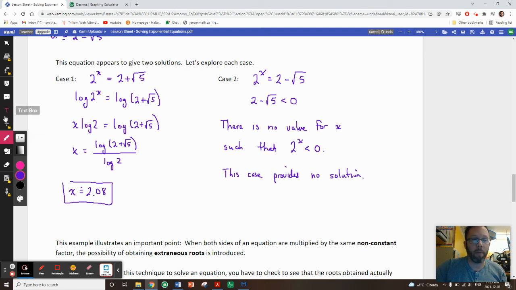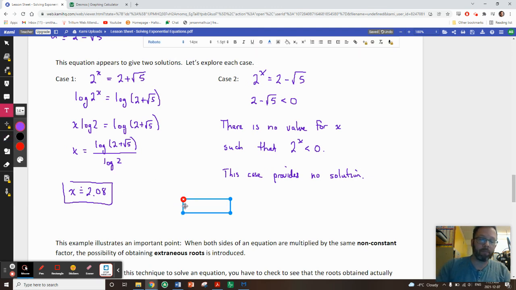I'll just maybe tie a bow on this question and write a concluding statement. The only solution to this equation is x equals 2.08, approximately.